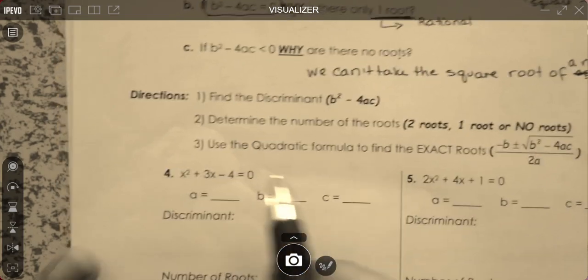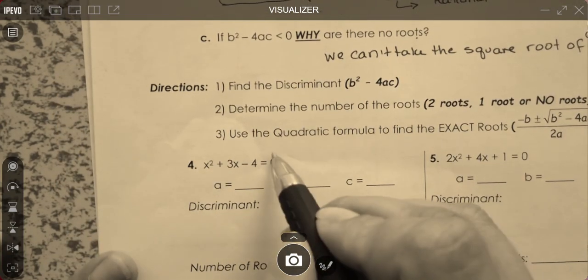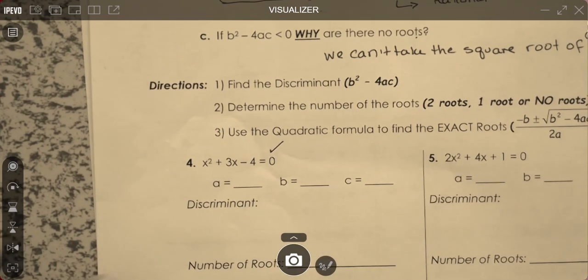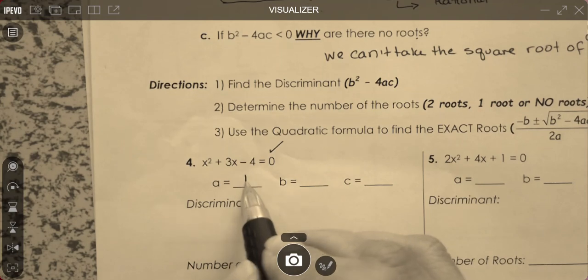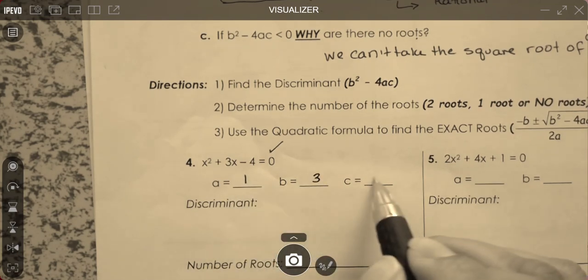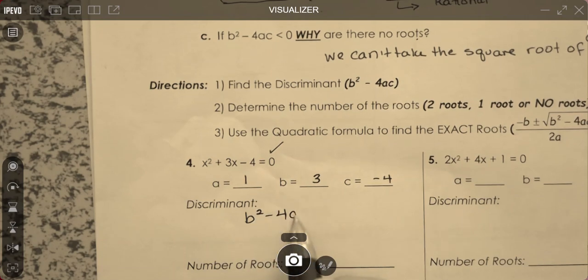All right, so when you look at this problem, x squared plus 3x minus 4, the first thing you want to make sure is that it equals 0 because you have to have all terms on the left. And then identify your a, b, c. Then we calculate our b squared minus 4ac.